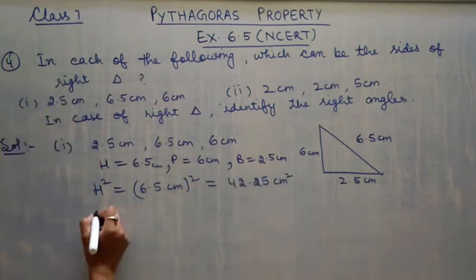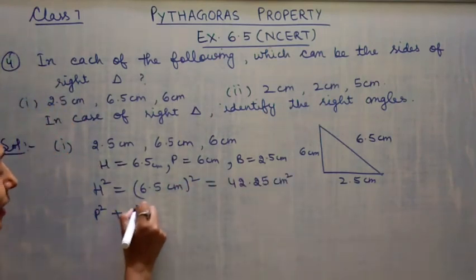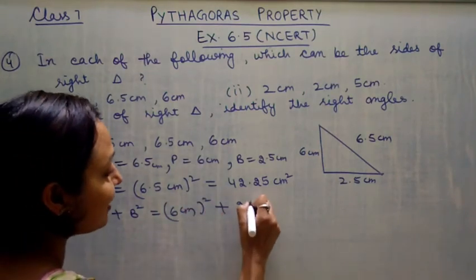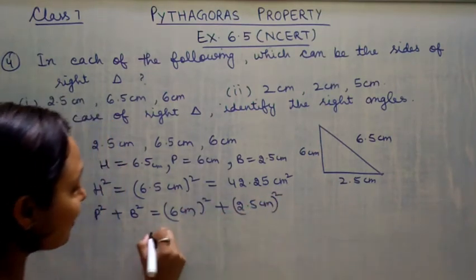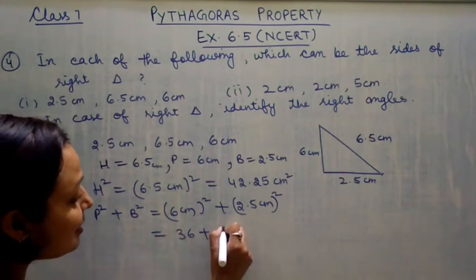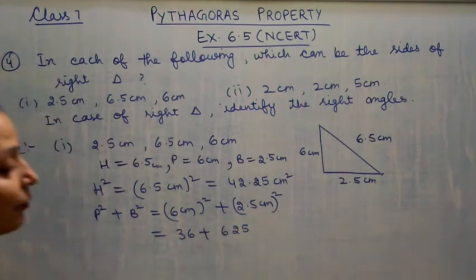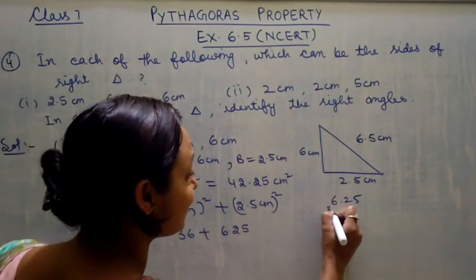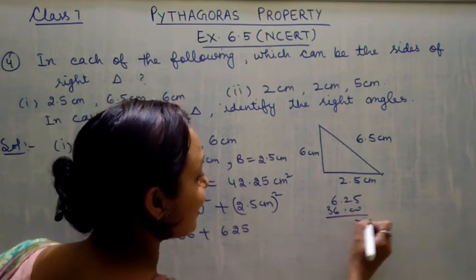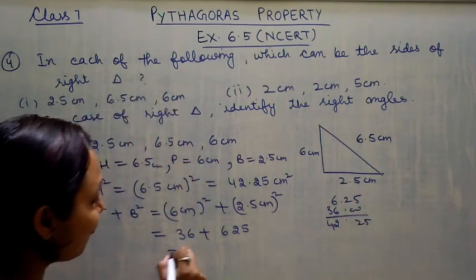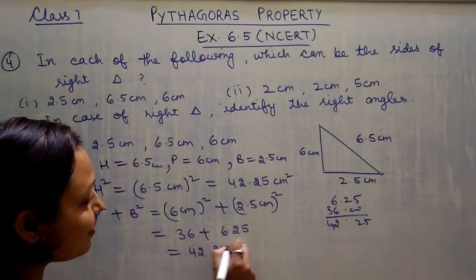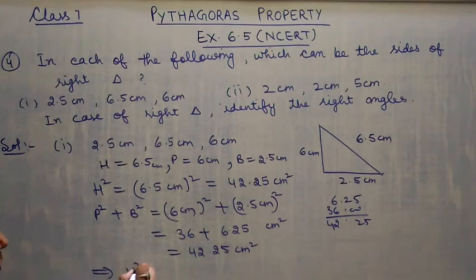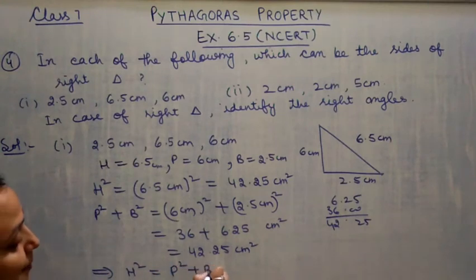It will be equal to, by doing the multiplication, 6.5 into 6.5, we will get 42.25 centimeter square. Now come to perpendicular square plus base square. It will be equal to 6 centimeter square plus 2.5 centimeter square, right? So it will be equal to 36 plus 6.25. 25 into 25 is 625. So when I add these two, we get again 42.25 centimeter square. Okay, so this implies hypotenuse square is equal to perpendicular square plus base square.